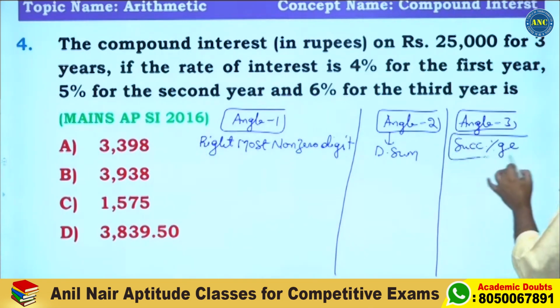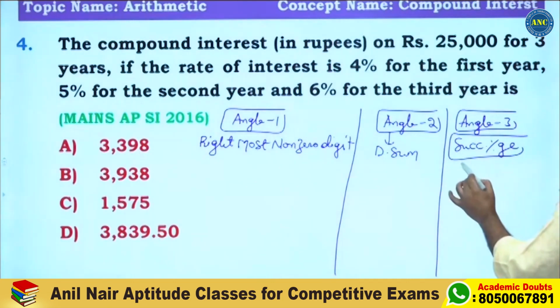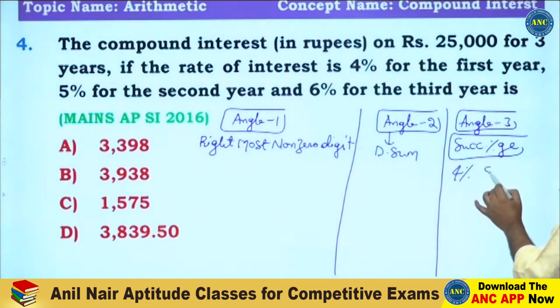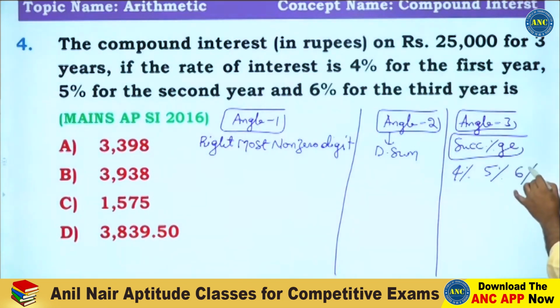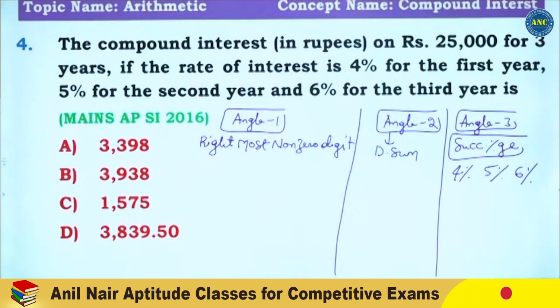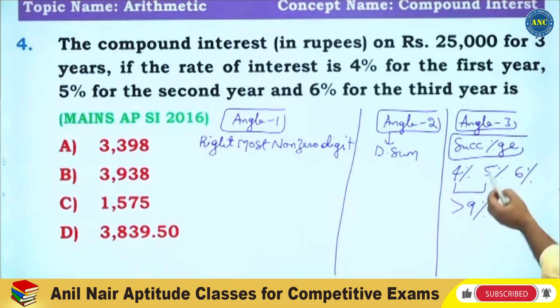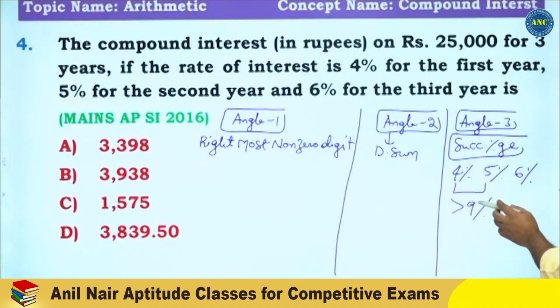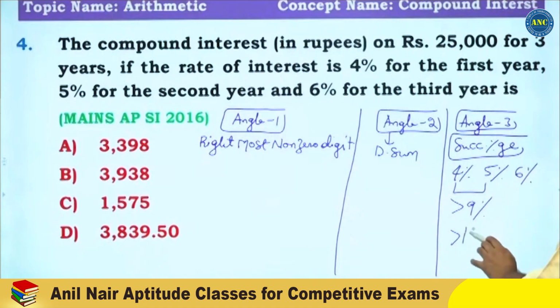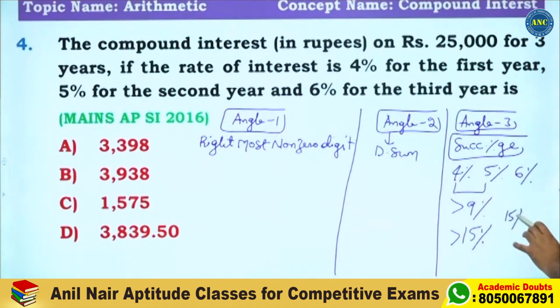Successive percentage change. The first year rate of interest is 4, the second year is 5, the third year is 6. Using a plus b plus ab by 100, it is always greater than a plus b. So it is greater than 9%, and then greater than 15%. The answer will be greater than 15%.